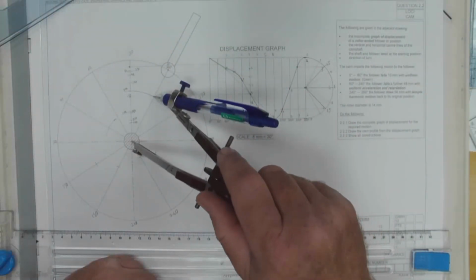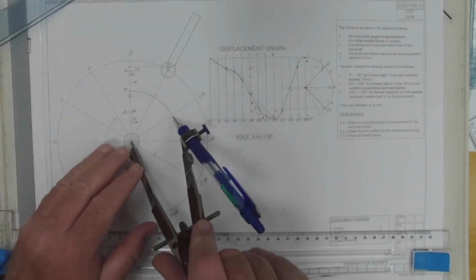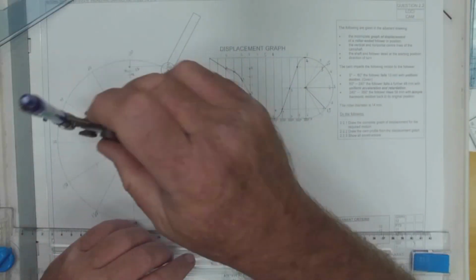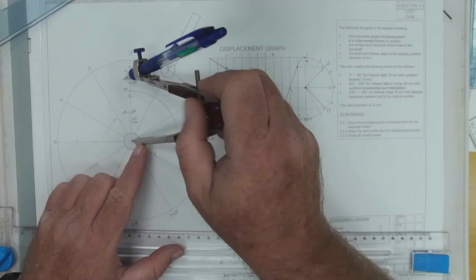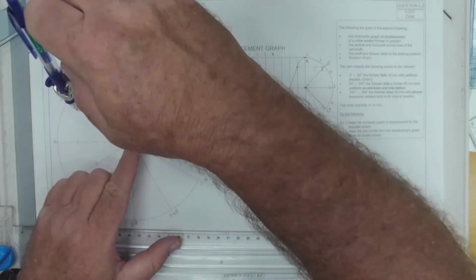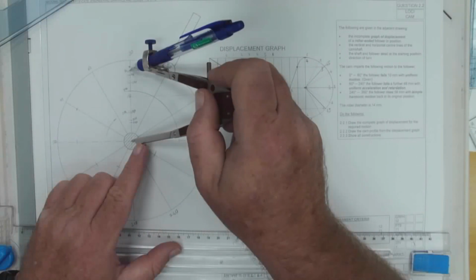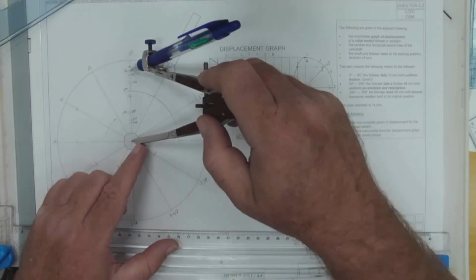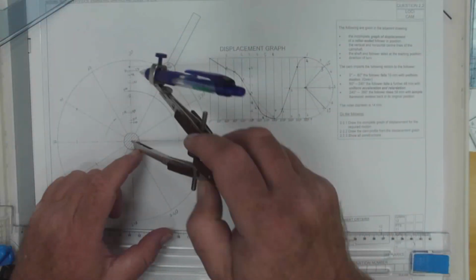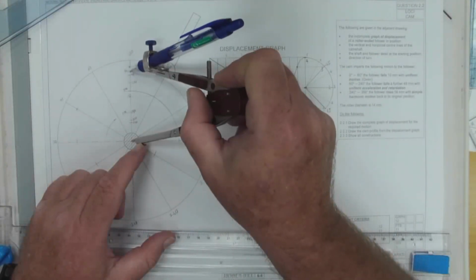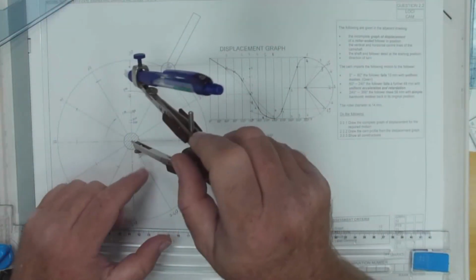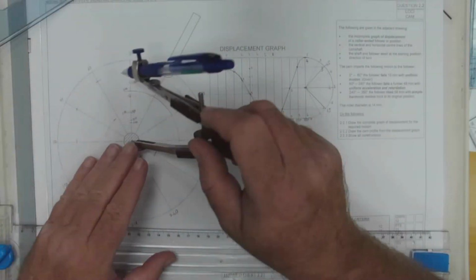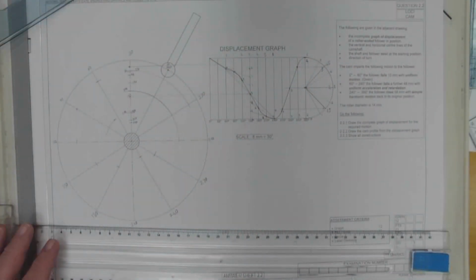300, I can maybe put an arc in there. So 300, 120, 90, 330. There's 60. And 30 is that actual point there.